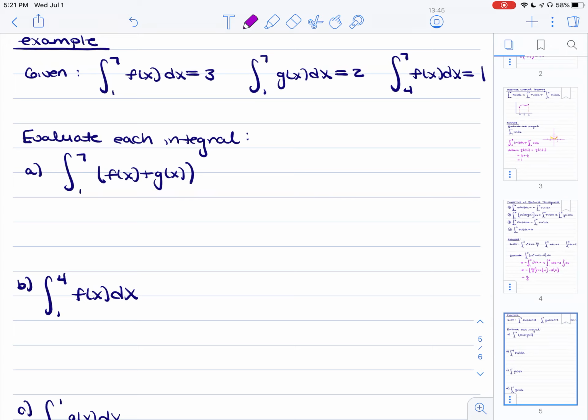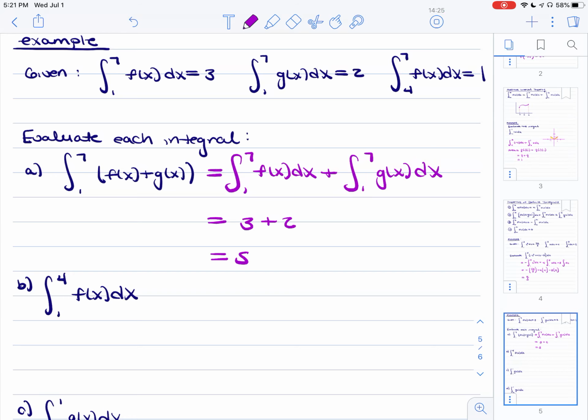All right, let's see a couple more examples using these properties. So let's say we have 3 integrals that are given. Integral from 1 to 7 of f of x is equal to 3. Integral from 1 to 7 of g of x is equal to 2. And the integral from 4 to 7 of f of x is equal to 1. So first, if we want to find the integral from 1 to 7 of f plus g, we can split this up as the integral from 1 to 7 of f of x plus the integral from 1 to 7 of g of x, and then just plug in what we were given. So 3 plus 2 is equal to 5.